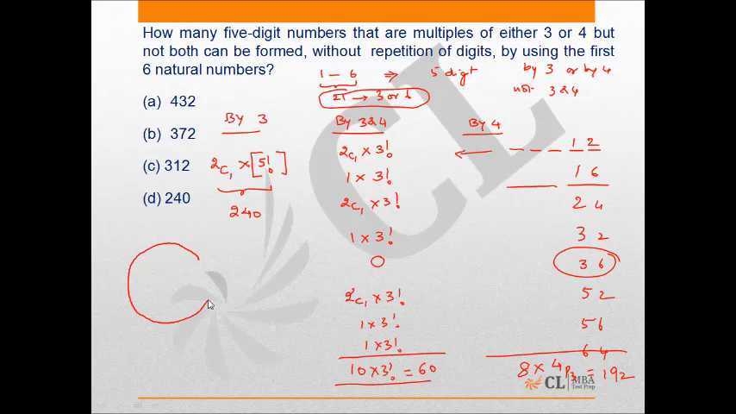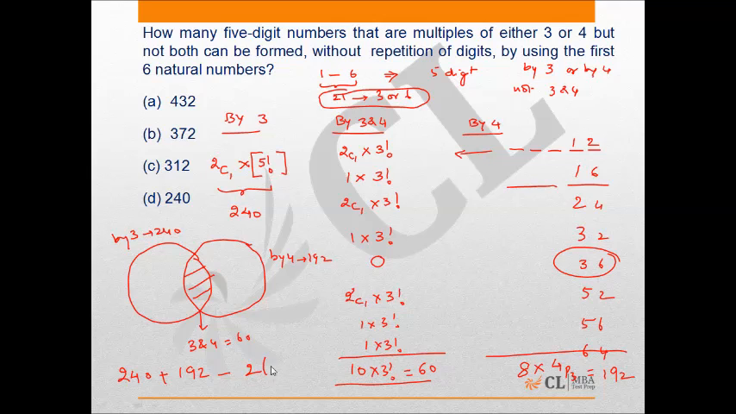Now if we visualize this as a Venn diagram, we have numbers divisible by 3, there are 240 of them. Numbers divisible by 4, we got 192 of them. Numbers divisible by both 3 and 4, we got 60 of them. For the required answer, we must completely remove the shaded region. Hence the total number of cases is 240 plus 192 minus 2 times 60. We are doing 2 times 60 because we are removing it from this 240 as well as from 192. Hence, we'll have 312 as the required answer.